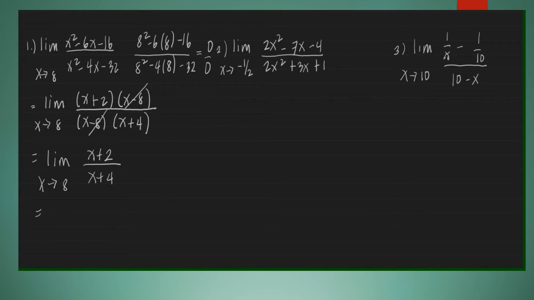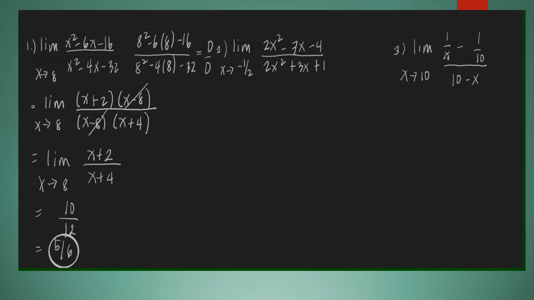Substituting, we have 8 plus 2 is 10. 8 plus 4 will be 12. And then if we simplify, we get 5 over 6. So the limit of x squared minus 6x minus 16 all over x squared minus 4x minus 32 as x approaches 8 is 5 over 6.